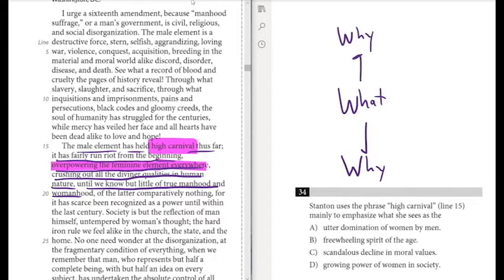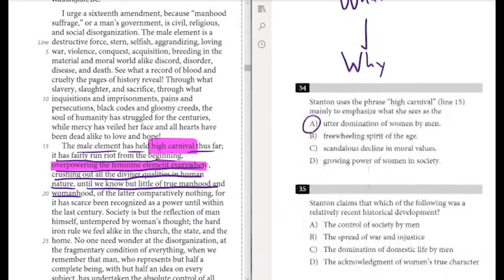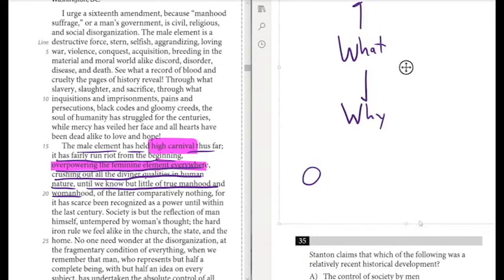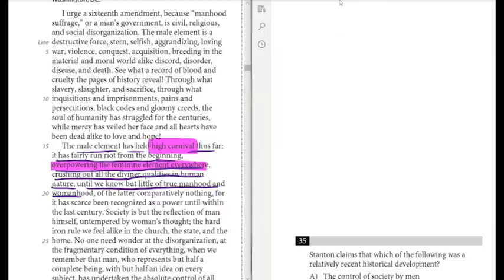So, what does it mean to hold high carnival? It means to overpower the feminine element everywhere. And that's what we mean by saying the area around the line reference is the why. It's that little area there that literally tells us what the phrase high carnival means. And so that matches answer choice A: there is an utter domination of women by men.